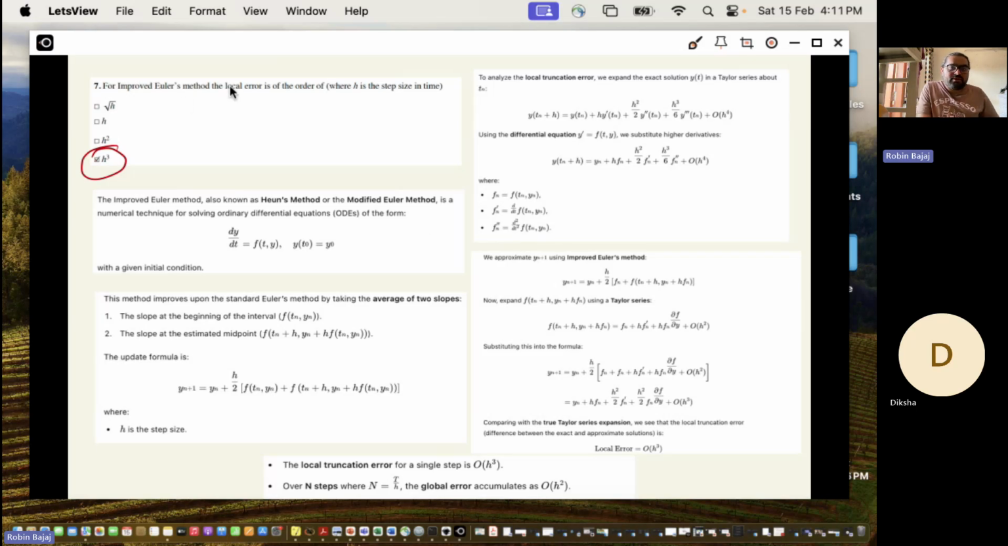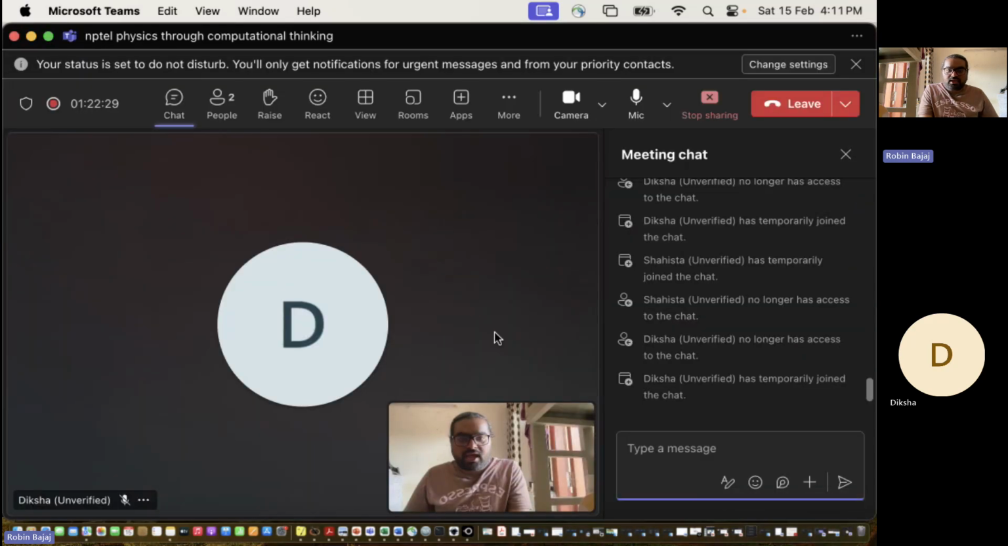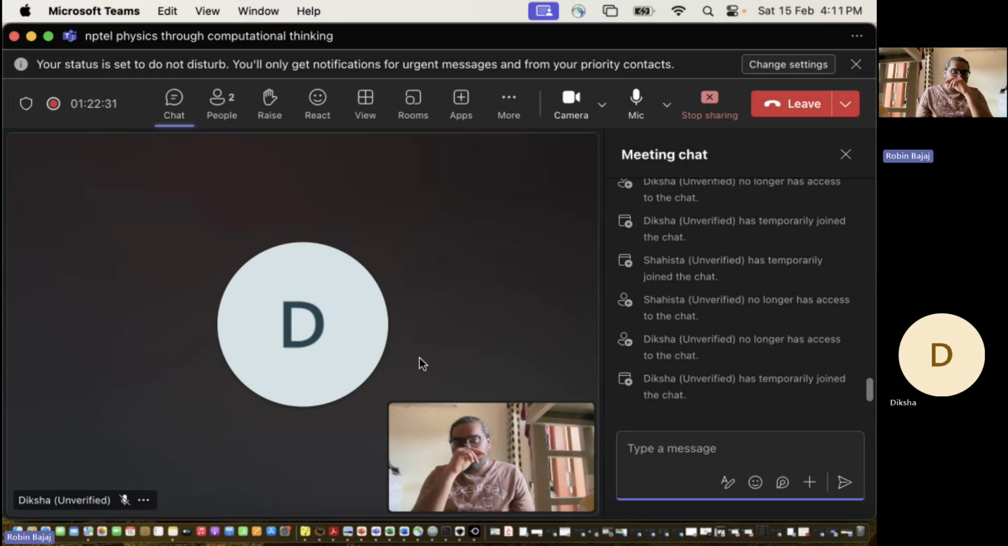Your problem can also ask you what the global error is. In global error, it would be h square, not h cube. Okay, so this was the problem, and you can go through it carefully once I attach these PDFs in the slides. And anytime you can ask me questions in your forum, and I would answer over there as well.